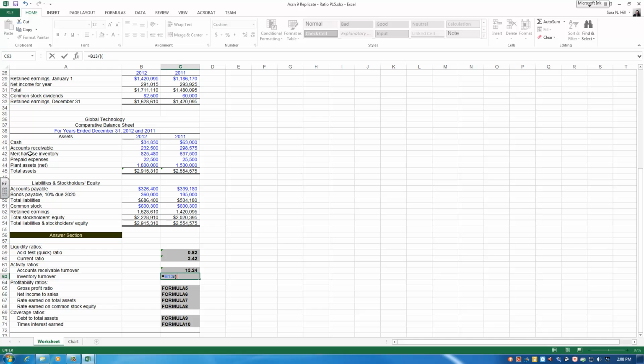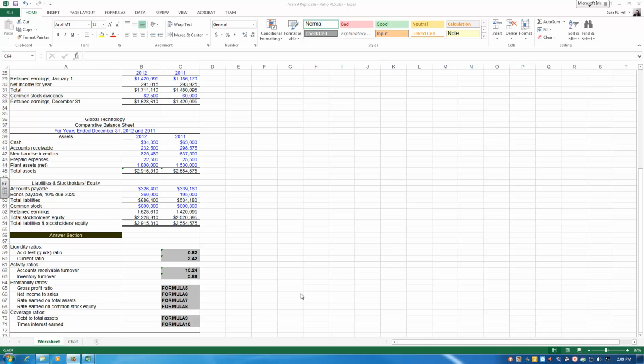And again, we're looking at our merchandise inventory. So I'll go ahead and select B42 plus C42 to add 2012 to 2011, close my parenthesis. Now I'm going to divide by 2 so I can get my average. I'm going to hit enter and get 3.86.